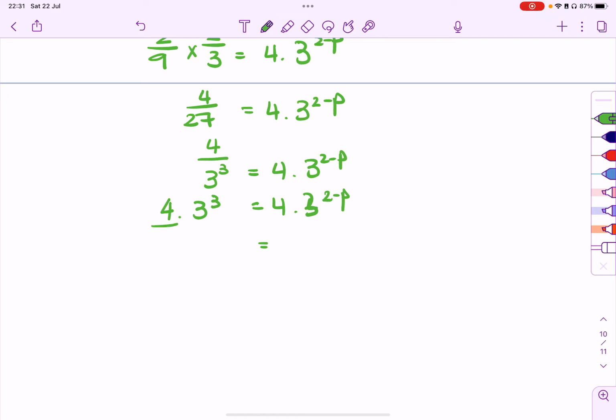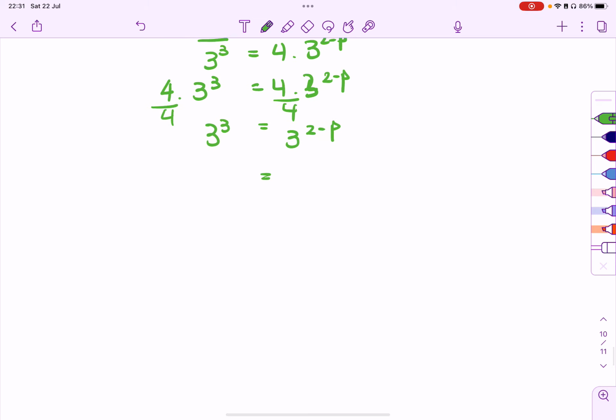Okay, so we can divide both sides by 4, and we're left with 3 to the power of 3 is equal to 3 to the power of 2 minus p. Now, because the bases are the same, we can just equal the powers, the exponents. So p is actually just 5. And this is minus 3.